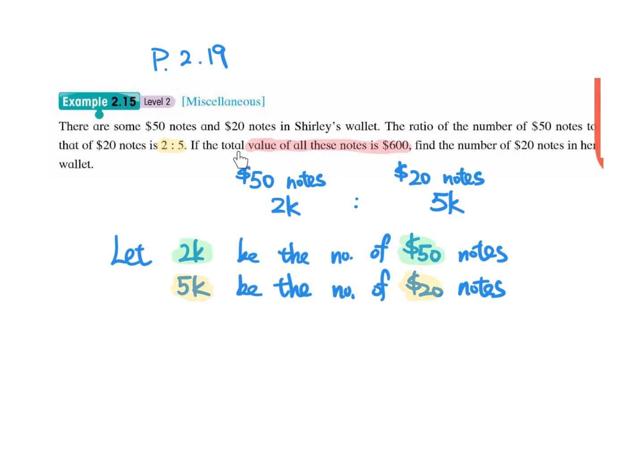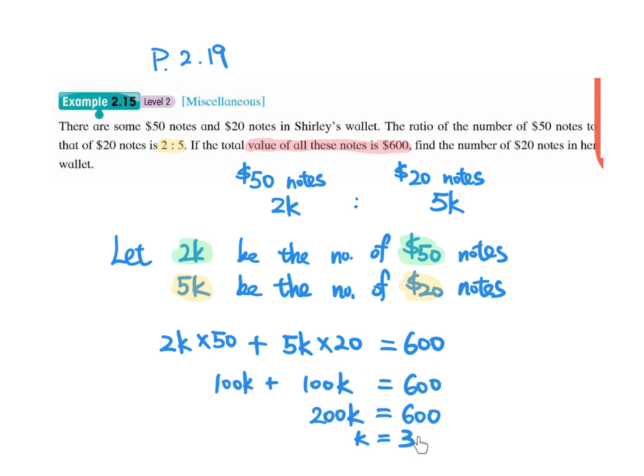and in the question we know that we have the total value of all these notes. So I can set up an equation equals $600. And what is the left hand side here? For the $50 notes, we just multiply by 50. And for the $20 notes, we just multiply by 20, and then we add them up. This means how much I have in $50 notes, and this means how much I have in $20 notes.